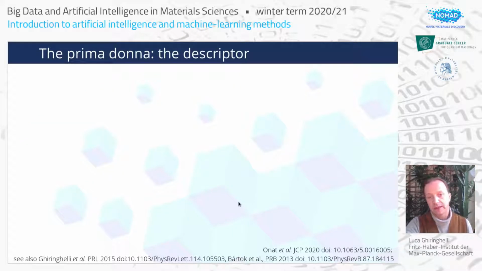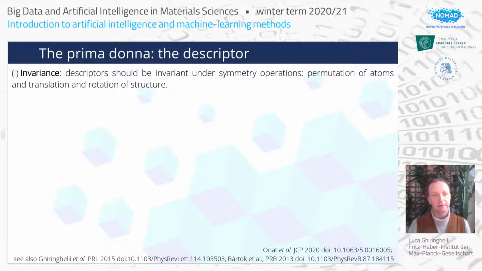So what do we ask of a descriptor? This is really a list of wishes that we ask of the descriptor. And the first one, there is no particular order of importance. All of them have to be fulfilled. But let's start from something simple to grasp. It's invariance. So this descriptor has to be invariant under at least symmetry operations that are permutation of the same atom in the representation and translation and rotation of the structure. So all the equivalent atoms in the structure and translation and rotation, of course.